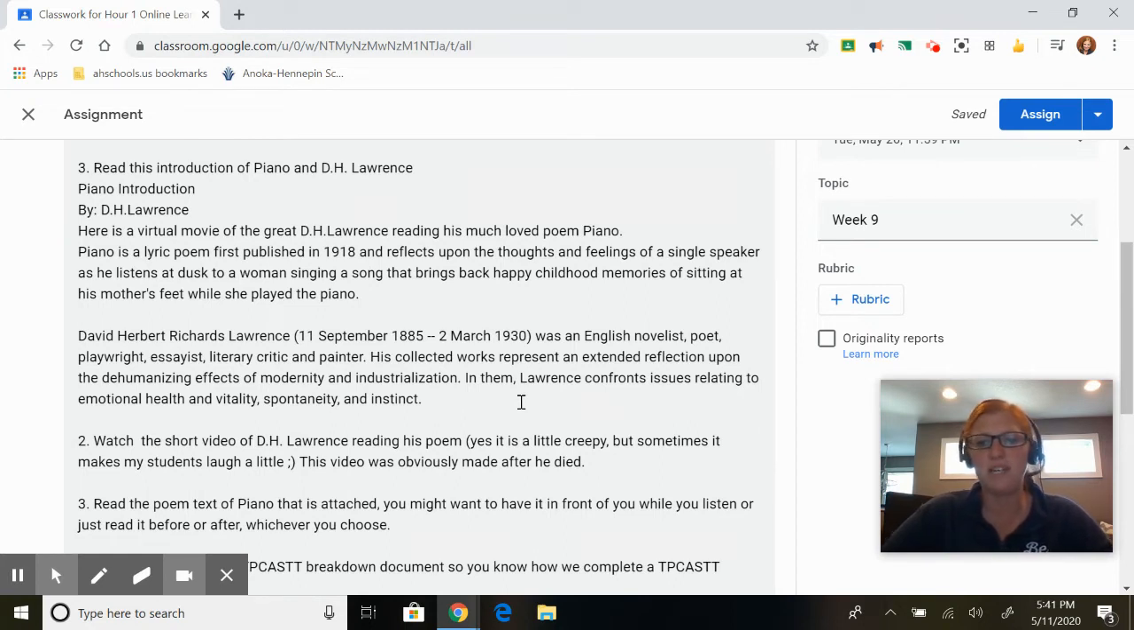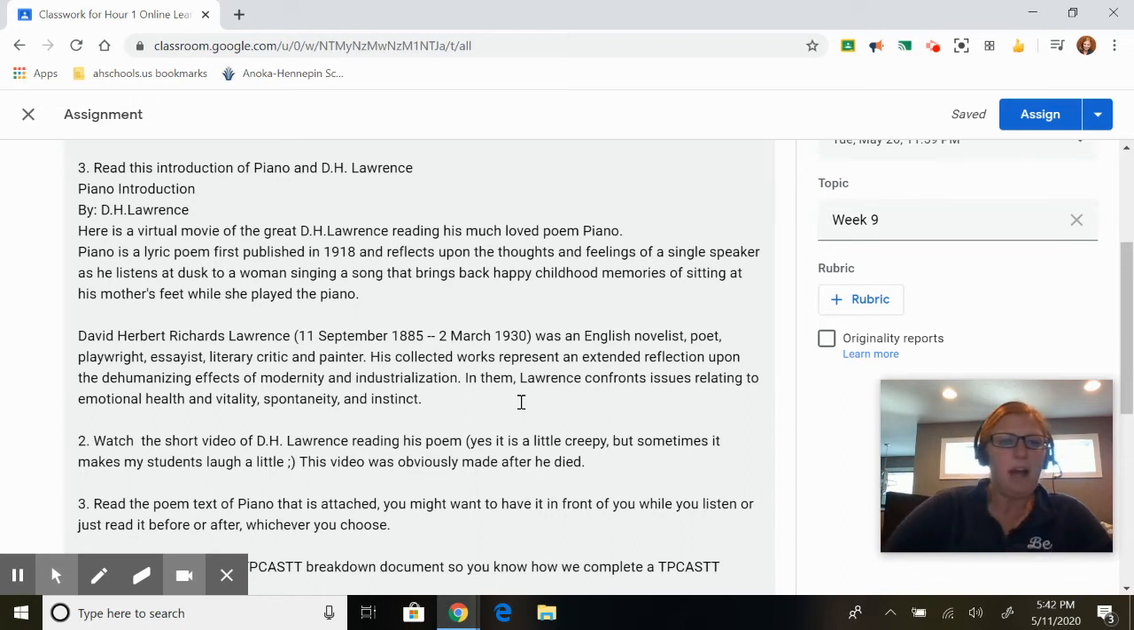This poem was published in 1918, and it reflects on the thoughts and feelings of the speaker as he listens to a woman singing a song at dusk. And this scenario of him hearing this woman singing brings him back to his childhood, and he reflects back on sitting at his mother's feet while she played the piano. So that's the setup of this poem as he's reflecting back on that.